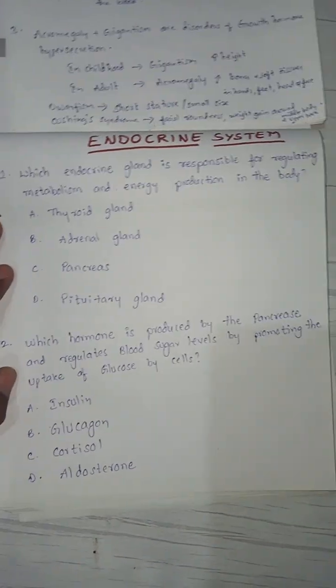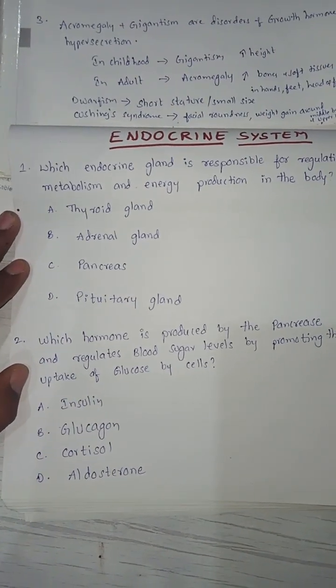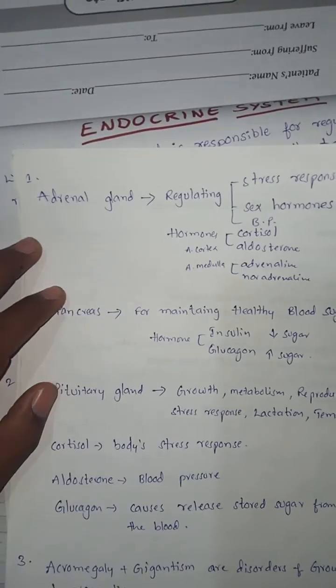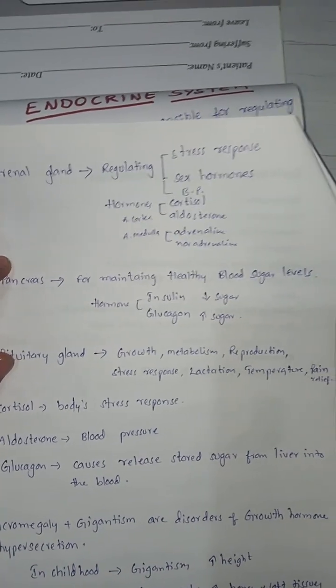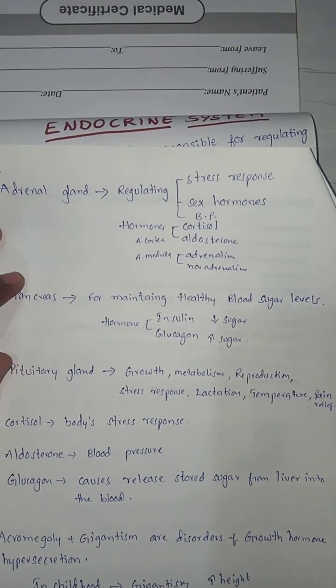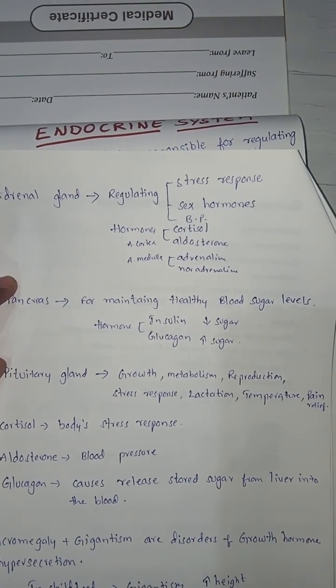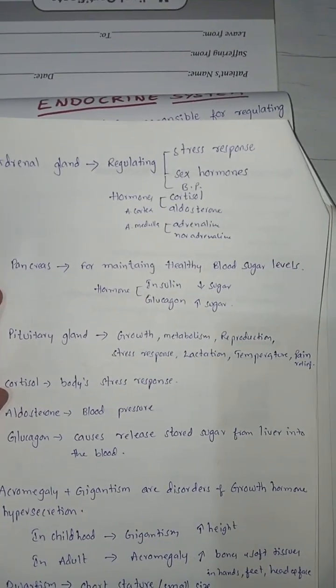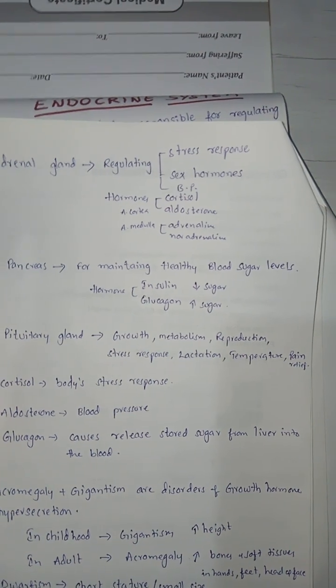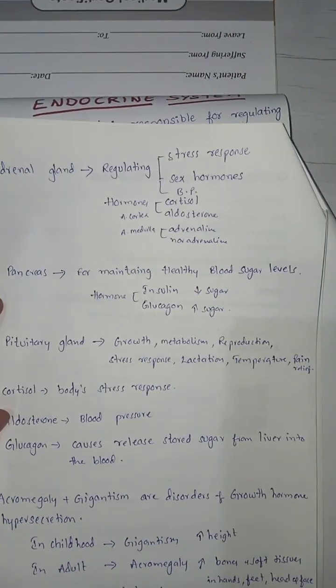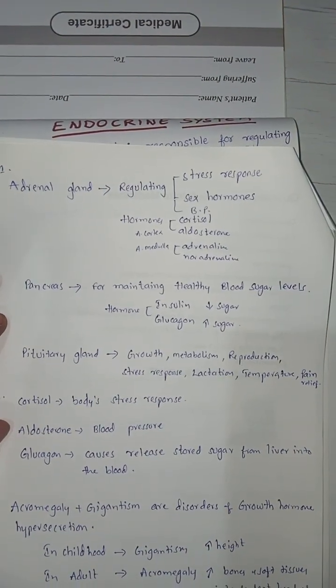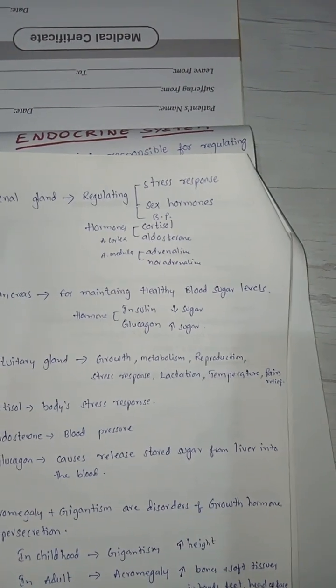So let us discuss the remaining options: adrenal gland, pancreas, and pituitary gland. The adrenal gland regulates the stress response, releases sex hormones, and also regulates blood pressure. The pancreas maintains healthy blood sugar levels in the blood. It releases hormones like insulin and glucagon. Insulin decreases the sugar levels in the blood and glucagon increases the sugar levels in the blood.